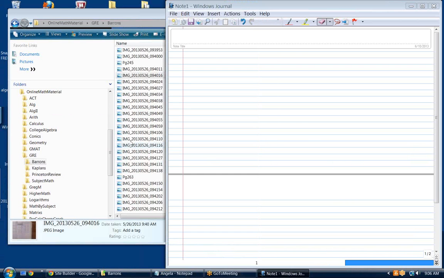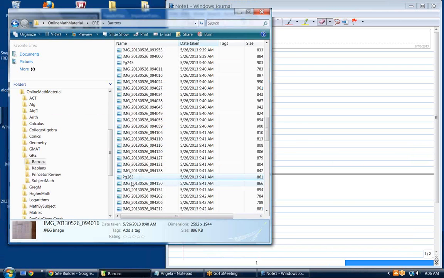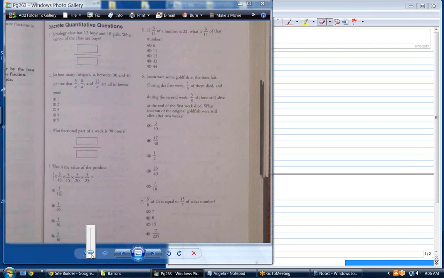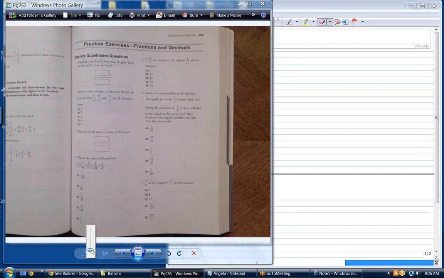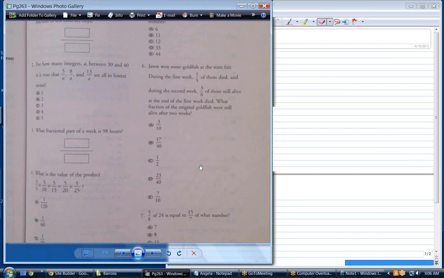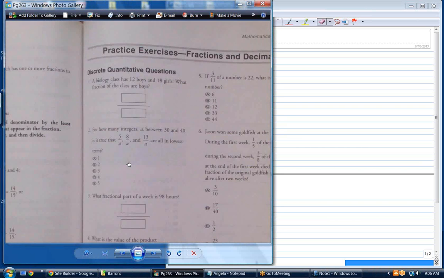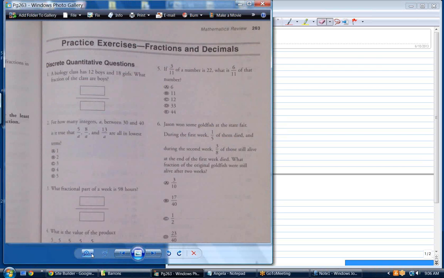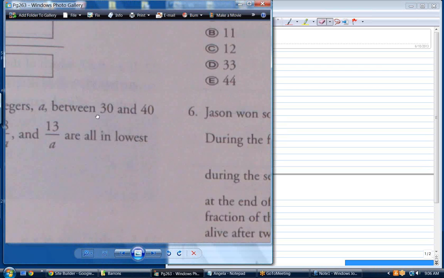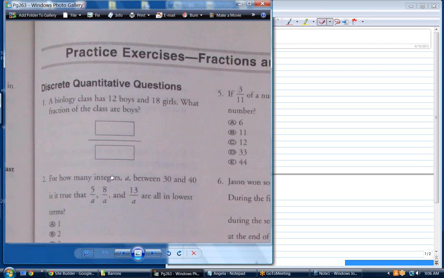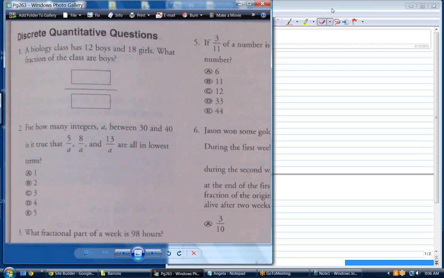Okay. Let's see. We want to go to a different subject matter here. This is called fractions and decimals. It's asking me to turn off my camera. I'll do that. Hold on. It's probably too big, yes. All right. Hopefully you can read that.